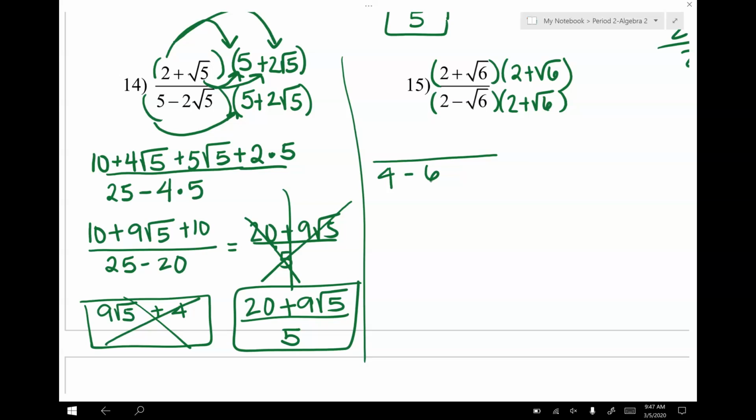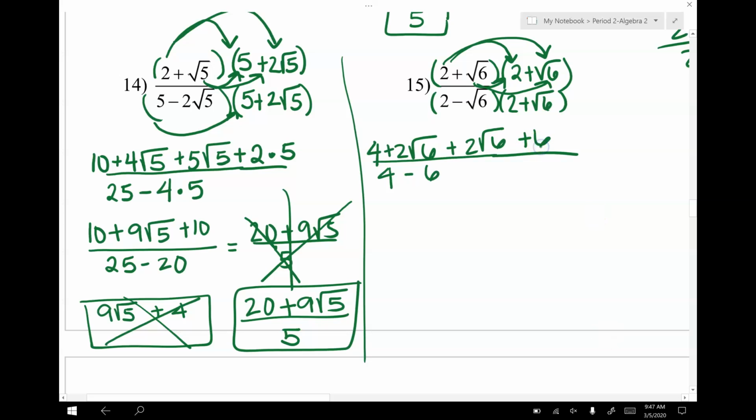No, because they are not what? They're not conjugate. So let's slowly distribute. 2 times 2 is what? 4. 2 times rad 6 would be 2 rad 6. In the middle, rad 6 times 2 is also 2 rad 6. In the end, rad 6 times rad 6 would be rad 36, but rad 36 is technically plus 6.